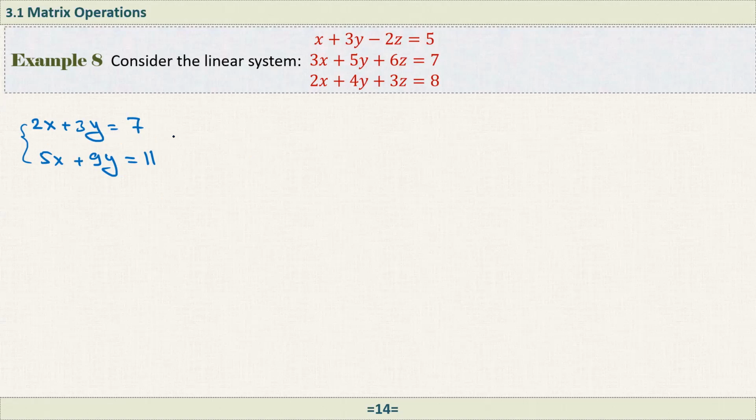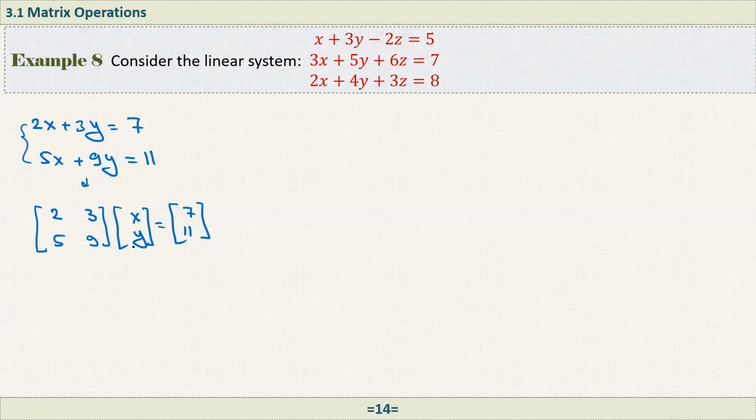As you see here in a different form, I can write this equation in this way. And here we have the coefficients of these variables. Here we have 2, here we have 3, here we have 5, here we have 9. And here we have x and y. On the right-hand side, here we have 7 and 11. If you check this out, if you multiply these two matrices, what we have here is 2 times x plus 3 times y.